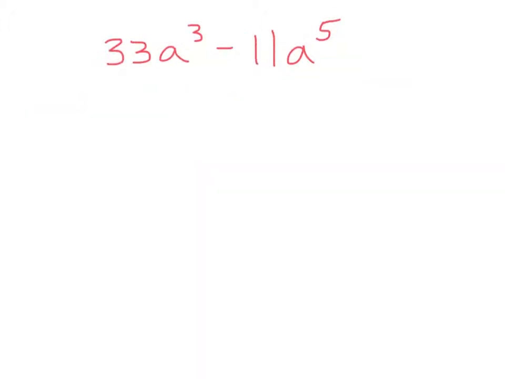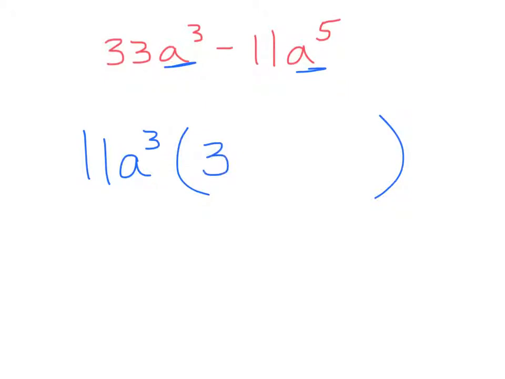Okay, next one. 33 and 11. 11 will go into both of those. Sorry, let me rewrite that. So 11 goes into both of them. And then a cubed and a to the 5th. Well, I can take an a cubed out of both of them. Okay, so 11 goes into 33 3 times. A cubed goes into a cubed once, so I don't have to write that.